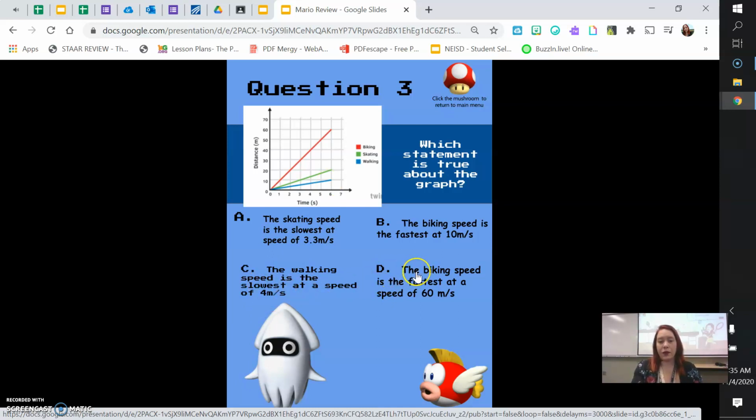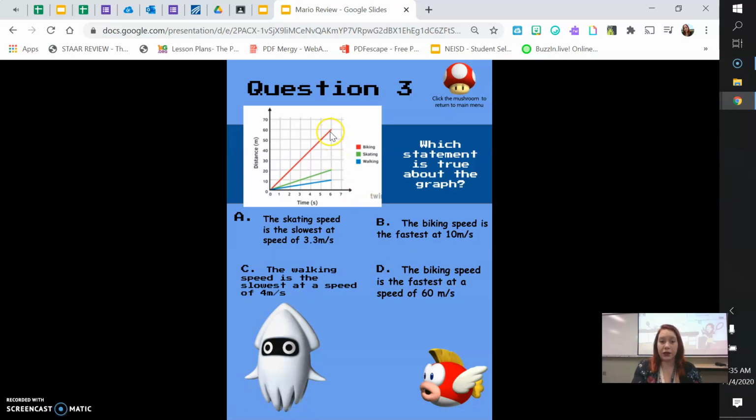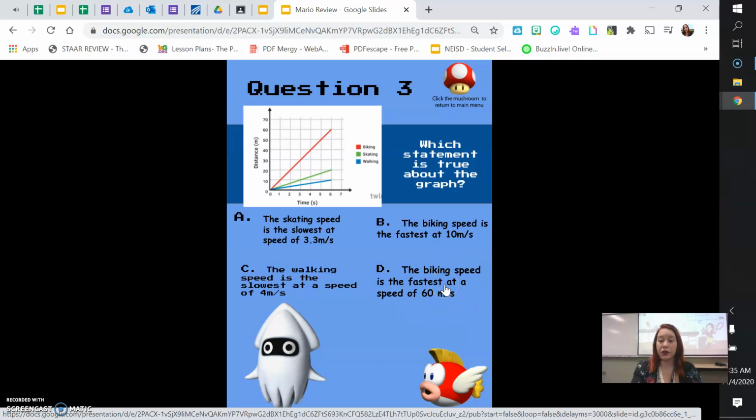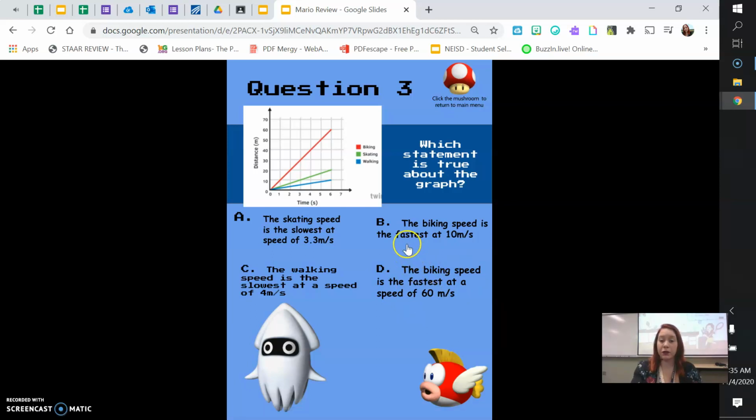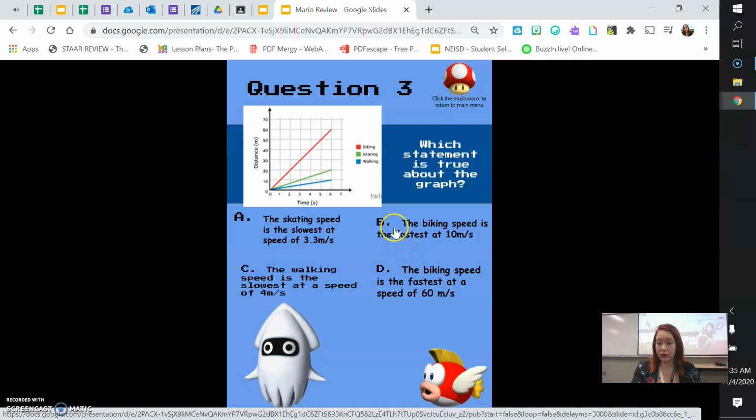And then D says biking is the fastest at 60 meters per second. So again, go to the biking, take your distance divided by your time. Does that equal 60 meters per second? And is that the fastest speed? So make sure you're double checking. If you get it wrong, come back and click another answer until you get it correct.